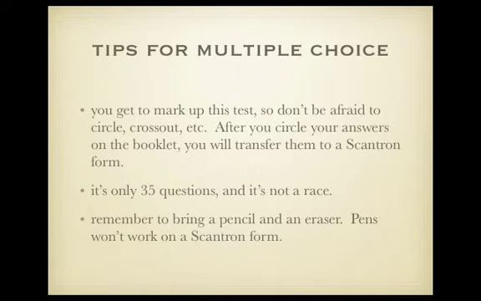But here's some tips for multiple choice. You get to mark up this test. I am giving you a test, so you can use a highlighter, you can use whatever you want, a Sharpie, I don't care. Circle, cross out. If you're looking at question number 3 and you know A is not the answer, just cross it out. Then on the test, circle your answers. After you circle your answers on the booklet, you can transfer them to a Scantron form, or you can put them right on the Scantron form right away if you're okay with that.